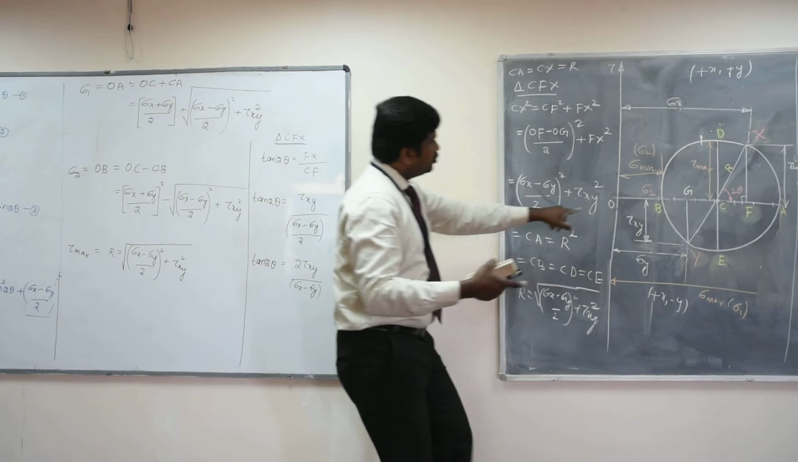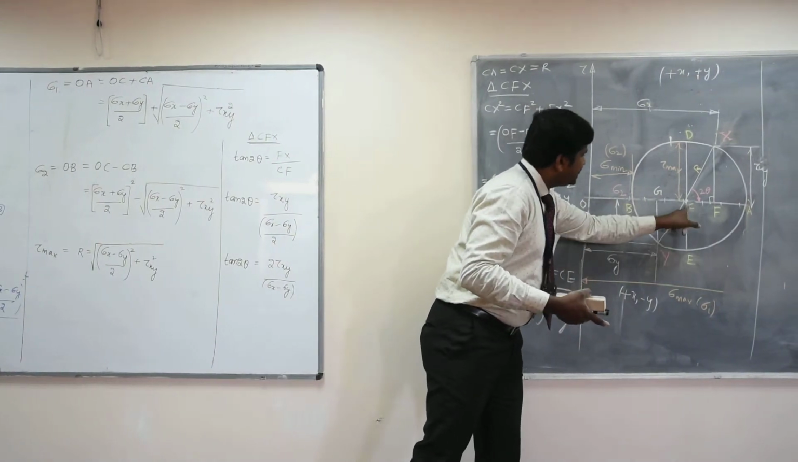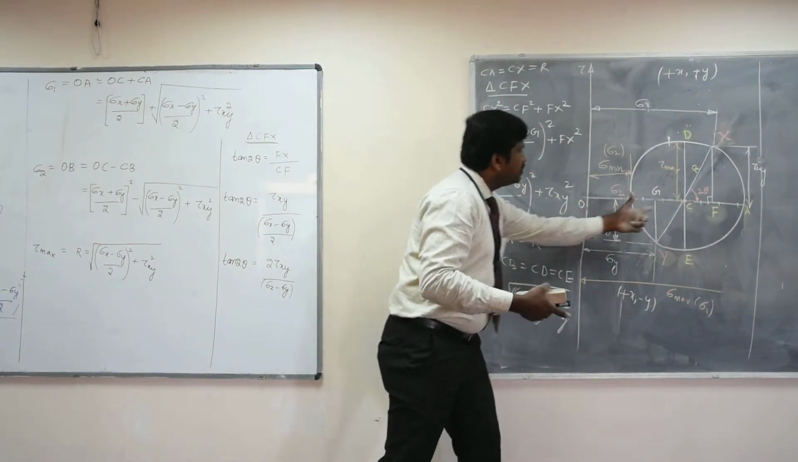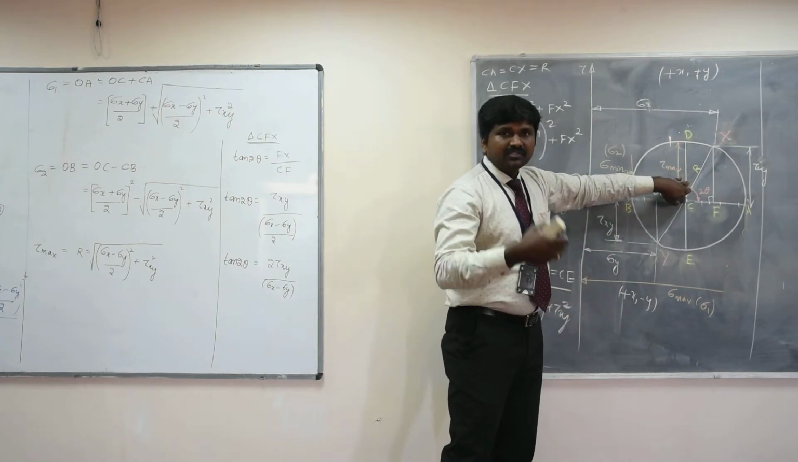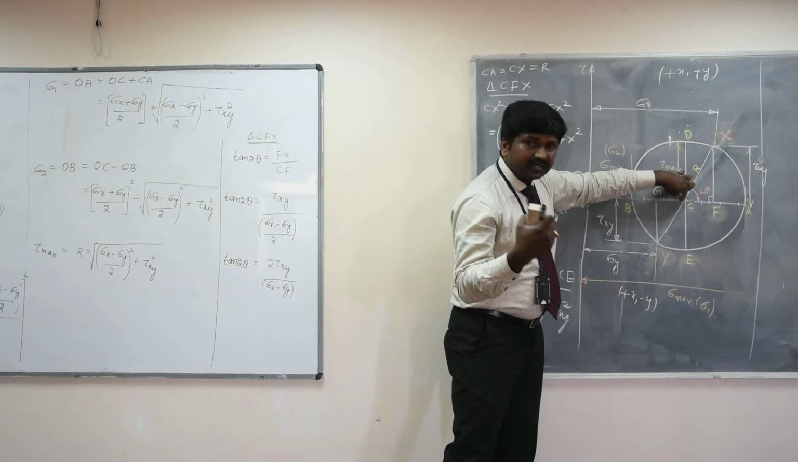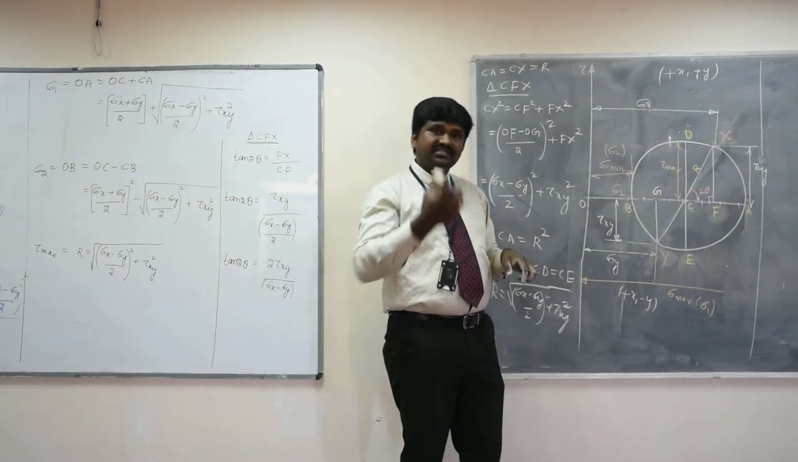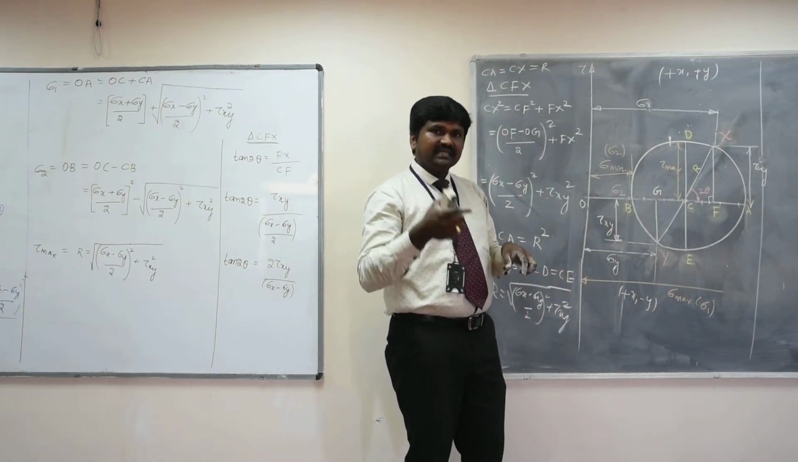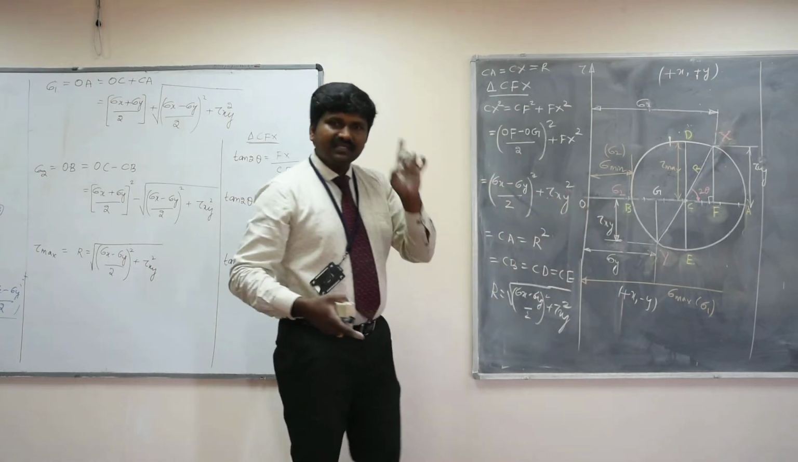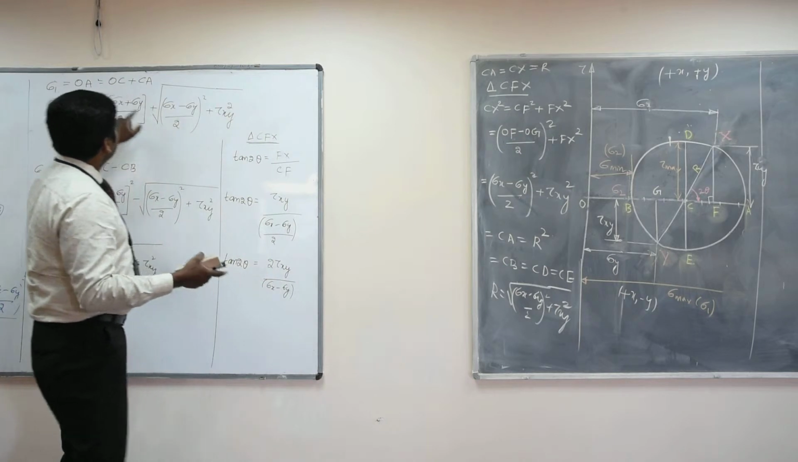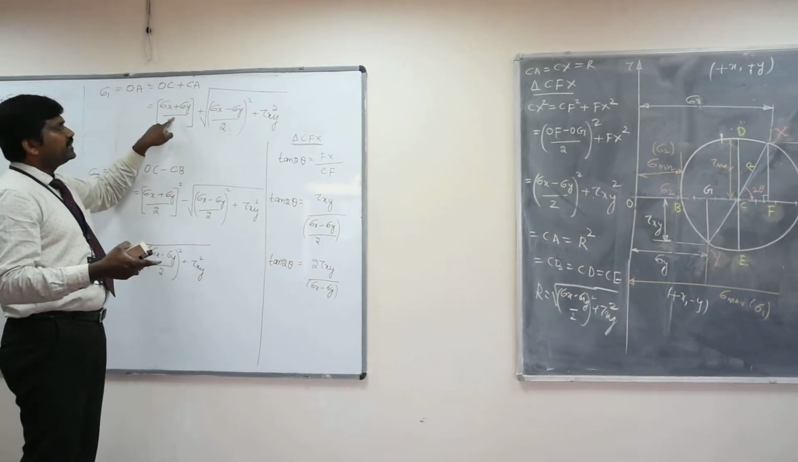What is OC? Recall, OC is the center of the Mohr circle. While doing the derivation, I told you the center of the Mohr circle is equal to the average normal stress, that is sigma x plus sigma y by 2. So substituting, OC is equal to sigma x plus sigma y by 2.